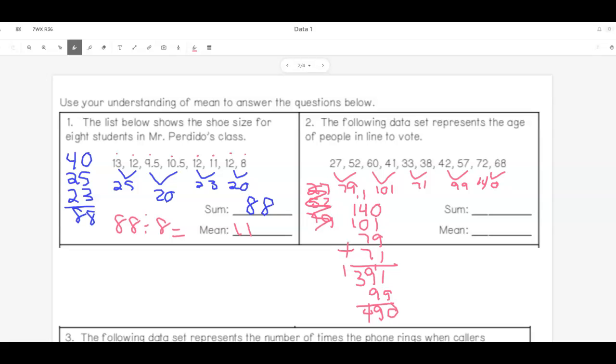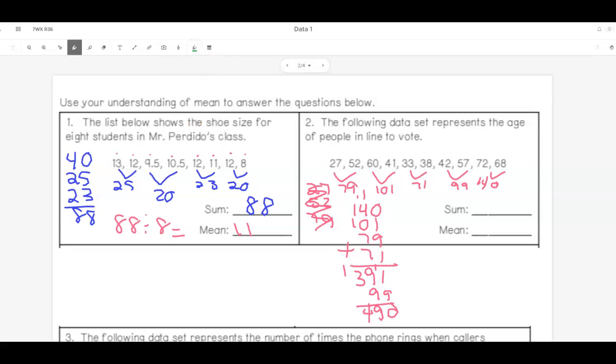Your sum should be 490. If you added them all up, you should have gotten 490. 490 divided by what? How many numbers are in your set?